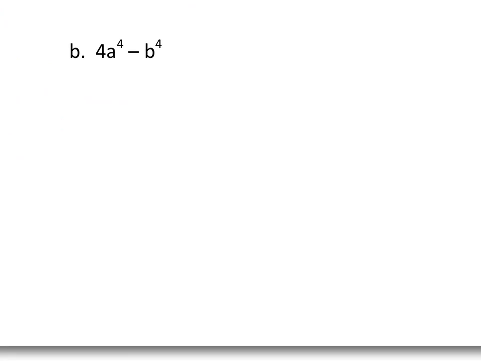And our last one, a difference of two squares, it is the square root of 4a to the fourth is 2a squared, 2a squared. Now, just to be sure, if I take 2a squared times 2a squared, I will get 4a to the fourth. So make sure that's clear. The root of b to the fourth is b squared.